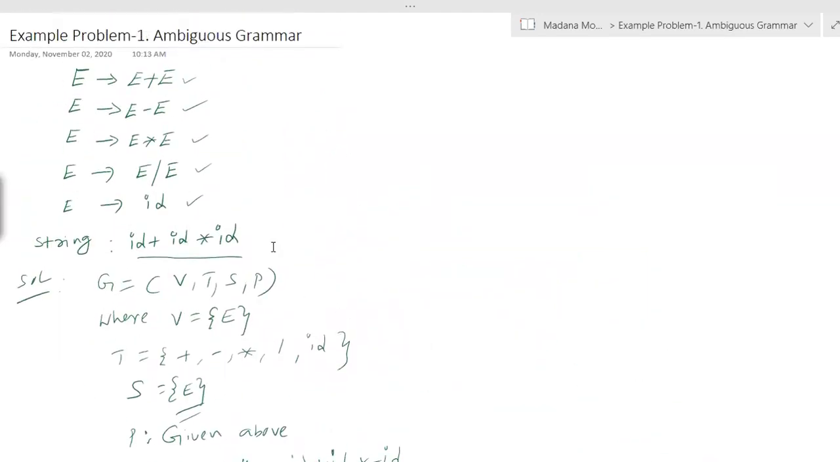So here how many productions are there for E? 1, 2, 3, 4, 5. Total 5 productions are there. So now you can give numbering to each and every production. So total 5 productions are there.